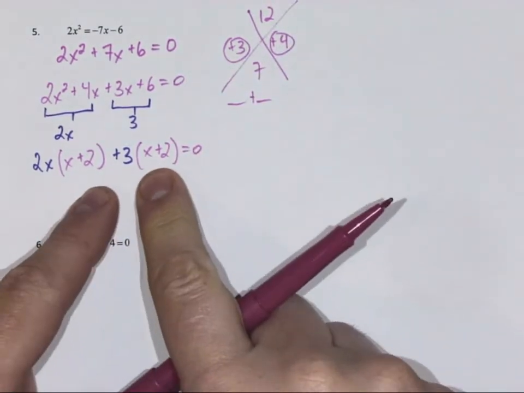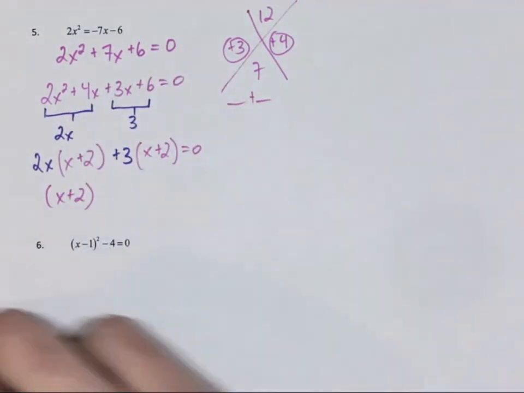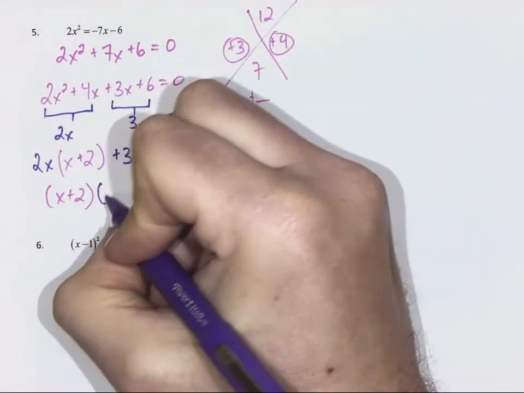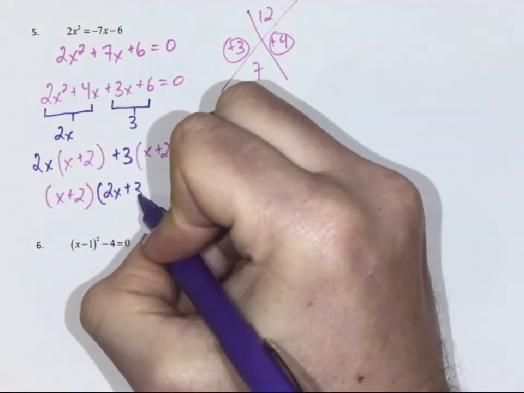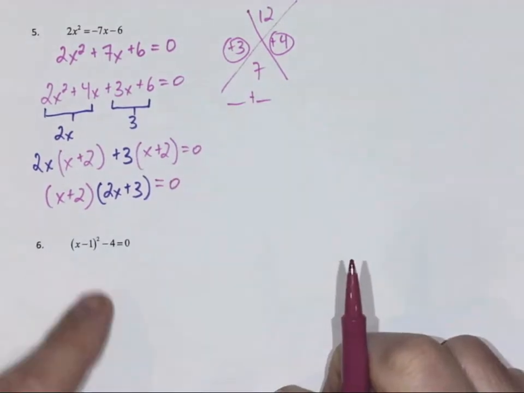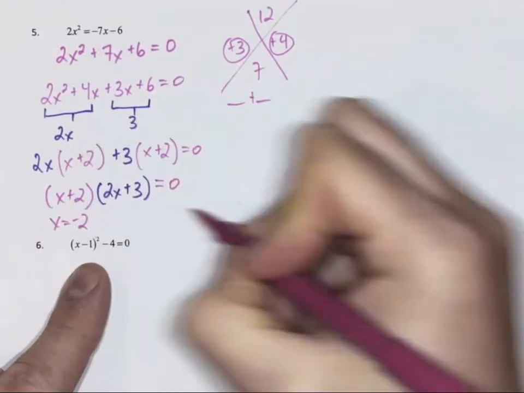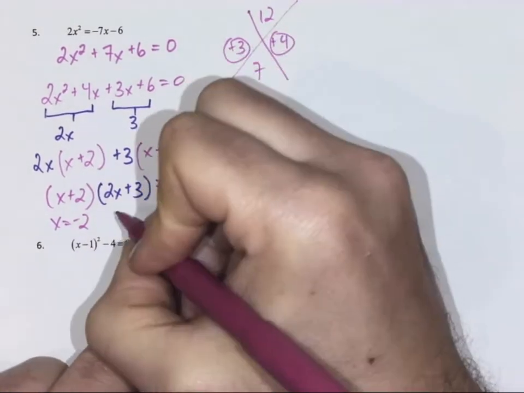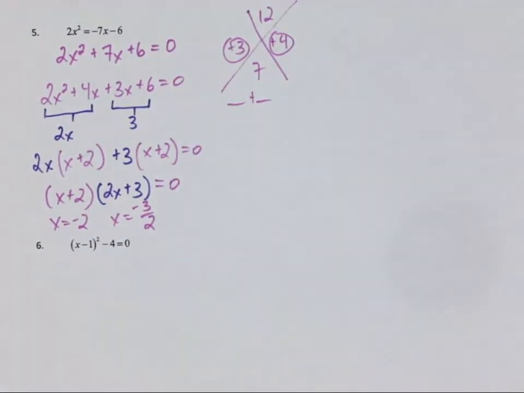What's in the brackets is the same, so they get matched up or paired up. What remains, 2x, goes in the next bracket, plus 3. My solution from there is negative 2. My solution from there is negative 3/2. So there's decomposition.